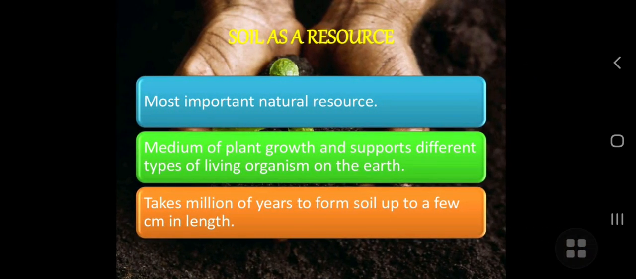Now let us understand soil as a resource. Soil is the most important natural resource, and we understand that it's a medium of plant growth and it supports different types of living organisms on the earth. It takes millions of years to form soil up to a few centimeters in depth. So soil is a thin upper surface layer on the earth, comprising mineral particles formed by the breaking down of rocks, weathered mineral particles, decaying organic matter, living organisms, water, and air.